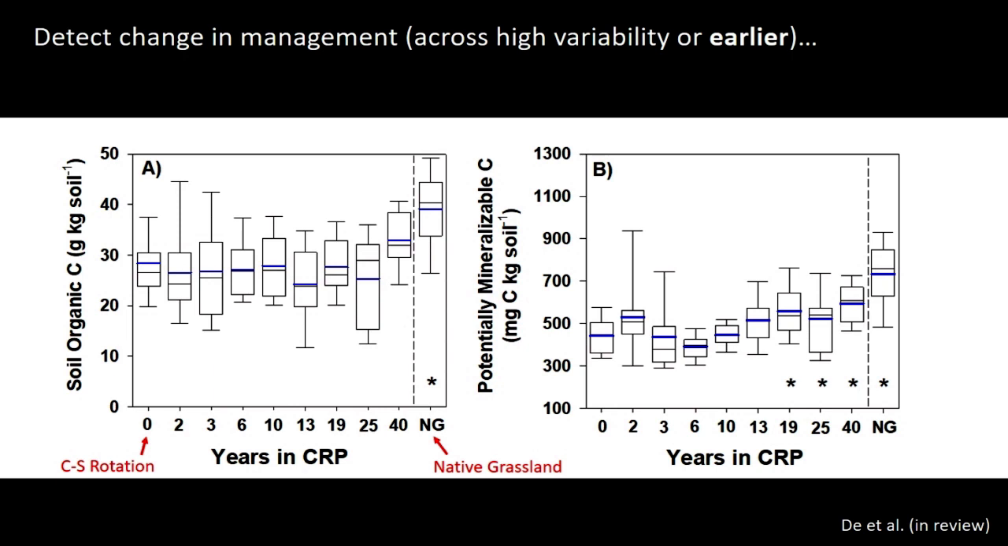So it's an indicator of microbial activity, their biomass, and in this case, we actually see at about 19 years, there's a significant difference from the zero, the business as usual. So this would be a good soil health indicator, at least for the soils that we were working in. This, not so much. We couldn't detect management differences early enough.